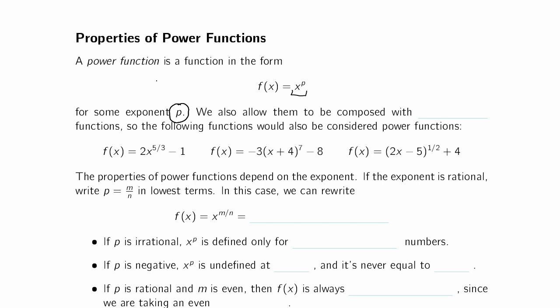So with polynomials, we were required to have only whole number exponents. With power functions, we can have any old exponent. And then we also allow them to be composed with anything linear. So here we've got x to some power, multiply by a number, subtract a number, that's no problem. We can also add a number inside, multiply by a number inside, anything we like. And the reason that we can do that is that we know all about how to deal with linear stuff. That's real easy.